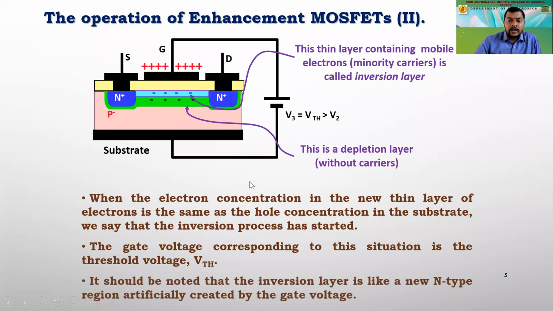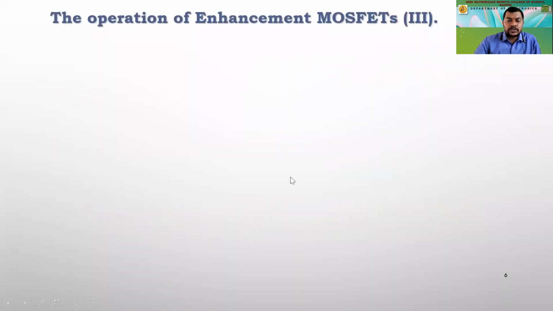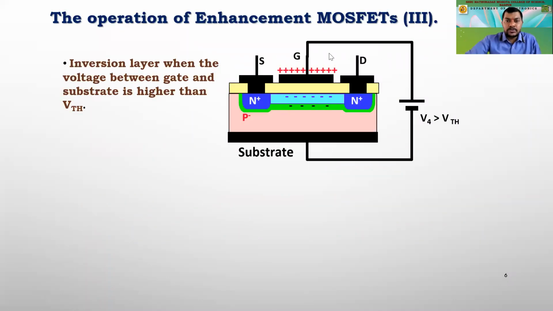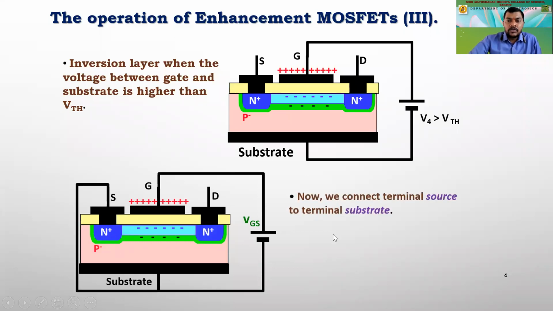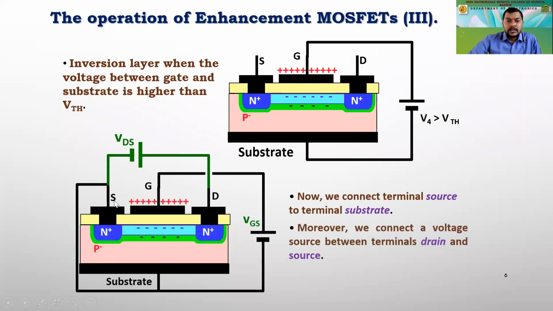Accordingly, it should be noted that the inversion layer is like a new N-type region artificially created by the gate voltage. Okay, and due to these electrons, the current is supposed to flow over there. So now if you connect drain and source, automatically the current will start flowing. So let us connect now. We are connecting the source terminal to the substrate terminal like this. Okay, and we are going to connect a supply between the drain and the source, as we have done earlier. So we connected a voltage source between the drain and source terminals. Now the current from the drain to source is going to flow through this.